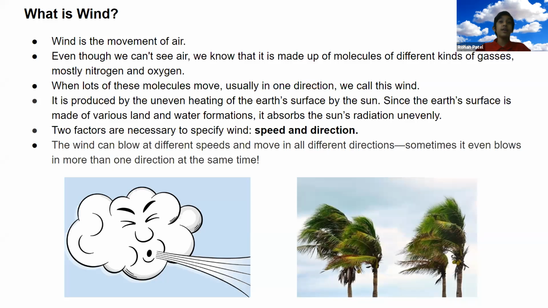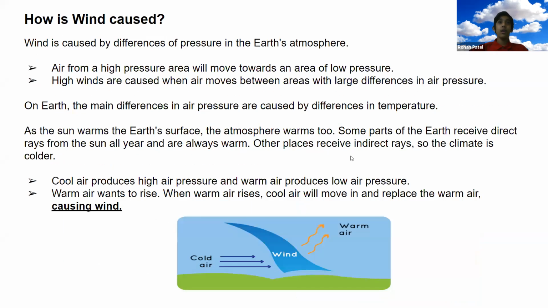It's produced by the uneven heating of the Earth's surface by the sun. Since the Earth's surface is made of various land and water formations, it absorbs the sun's radiation unevenly. There are two main factors which are needed to specify wind: speed and direction. Wind can blow at different speeds and move in different directions. Sometimes it even blows in more than one direction at the same time. So how is it caused?